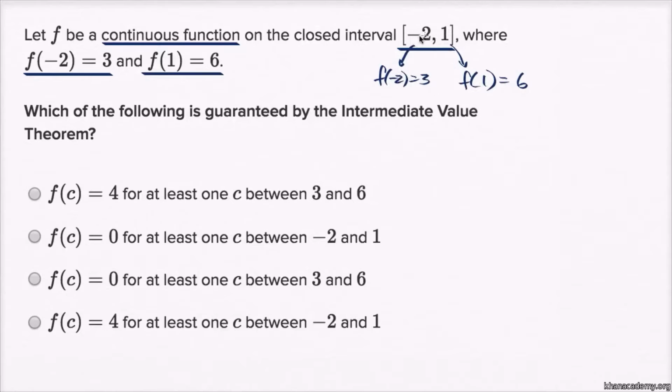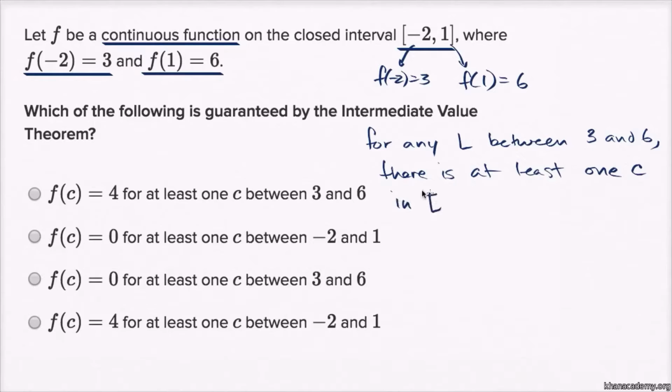Or another way to say it is, for any L between 3 and 6, there is at least one c in the interval from -2 to 1, the closed interval, such that f of c is equal to L. This comes straight out of the intermediate value theorem.